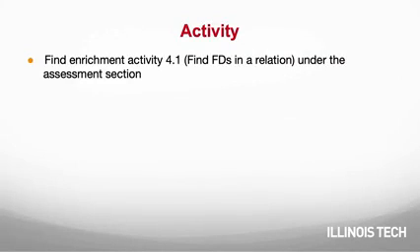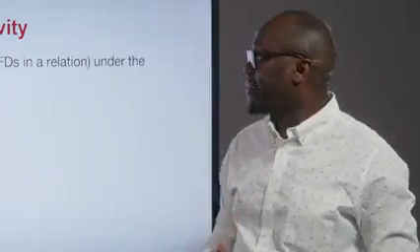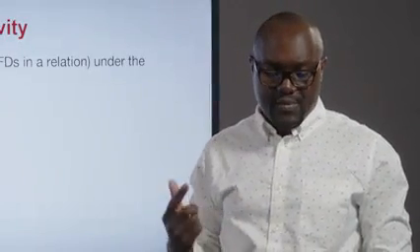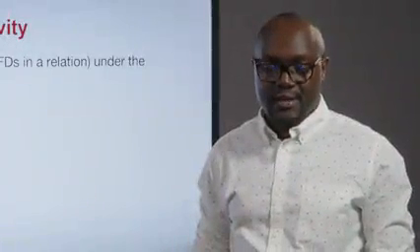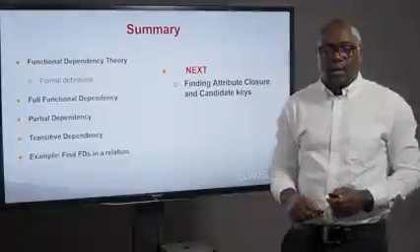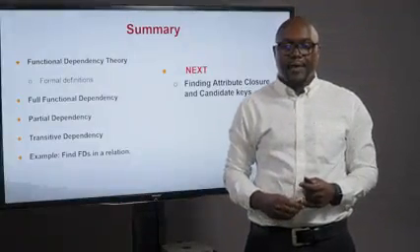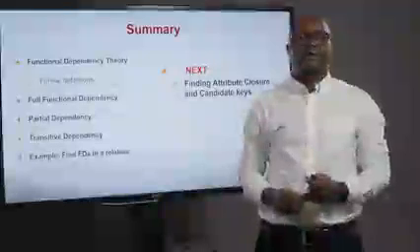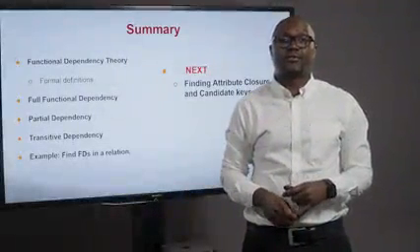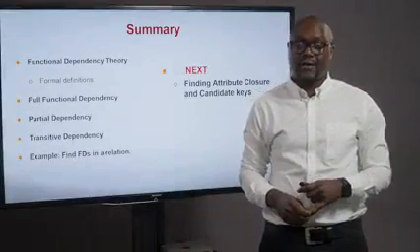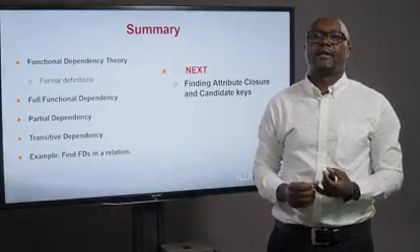So find the enrichment activity 4.1 about finding a functional dependency in a relation under the assessment section. So pretty much the activity we've just done in class. This is what we talked about today, and our next class is basically finding attribute closure and candidate keys.